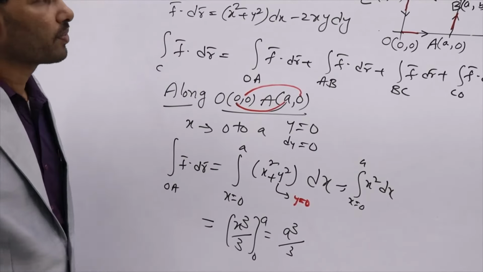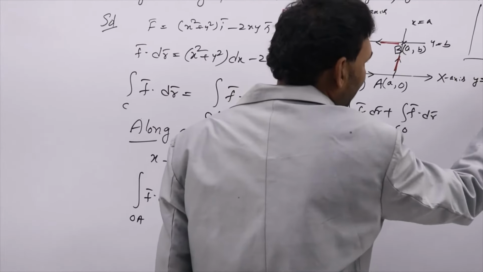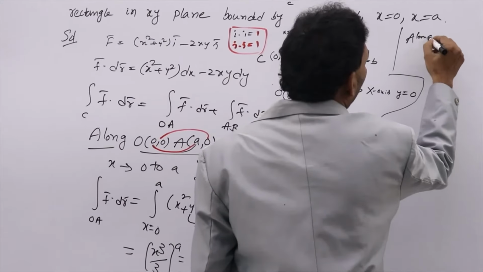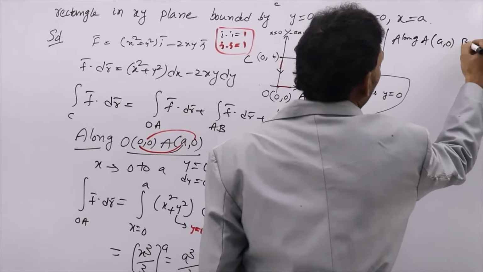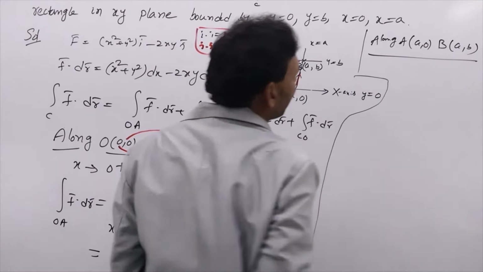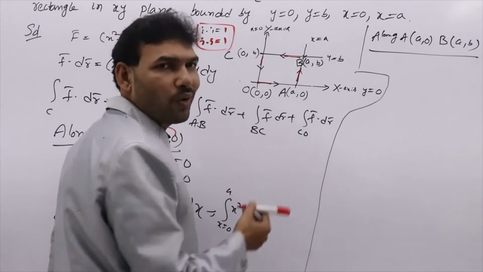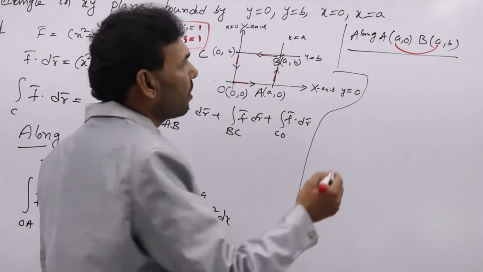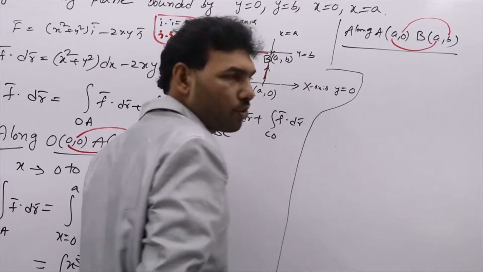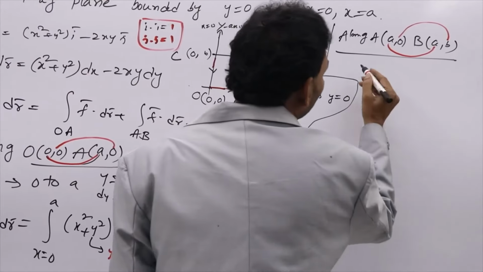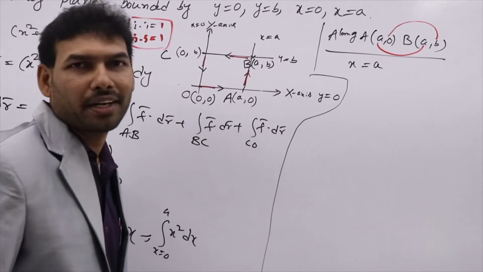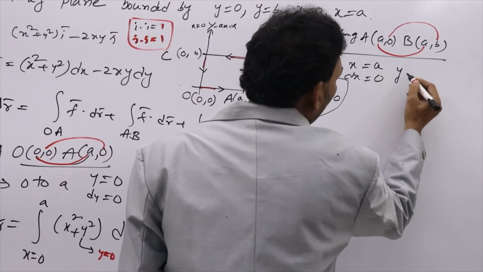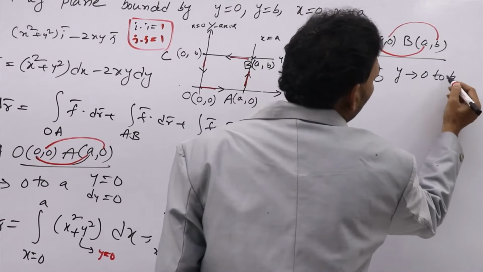This is along OA. Next we need to evaluate the remaining directions. Along AB, from A comma 0 to B, A comma B, in this direction. Again check x and y coordinates. Here the x coordinate is not varying, it is constant. The y coordinate is varying from 0 to B. So in this direction x is constant, and the differentiation of a constant is 0. Y varies from 0 to B.